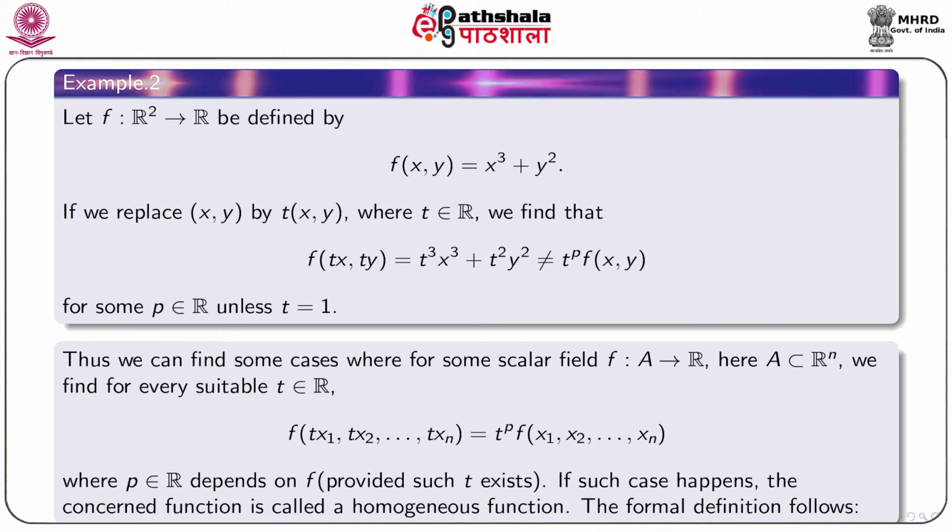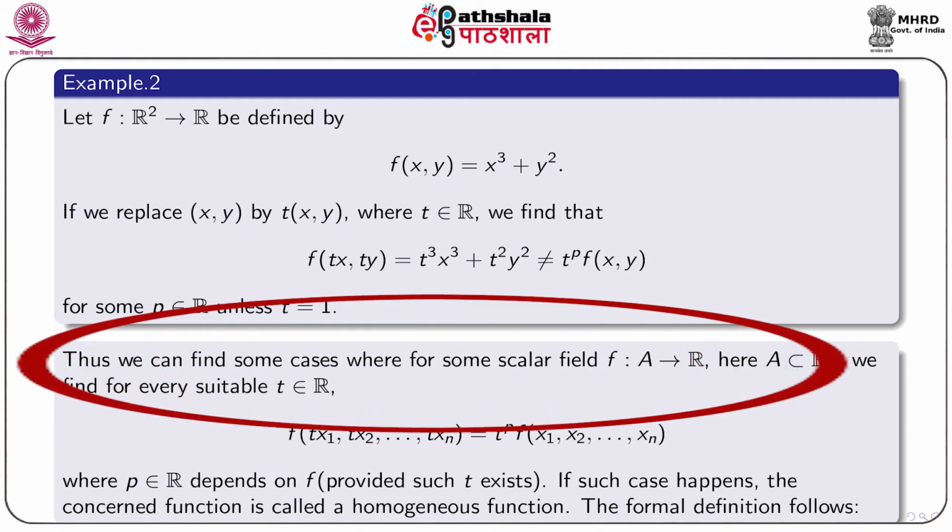Second example. Here also we consider another scalar field on R2. Here the point (x, y) goes to x cube plus y square, and like the earlier case we replace (x, y) by (tx, ty) where t is any real number, and we find that f(tx, ty) equals t cube x cube plus t square y square. Now, unless t equals 1, we can never express this as t to the power p times f(x, y) for some real p.